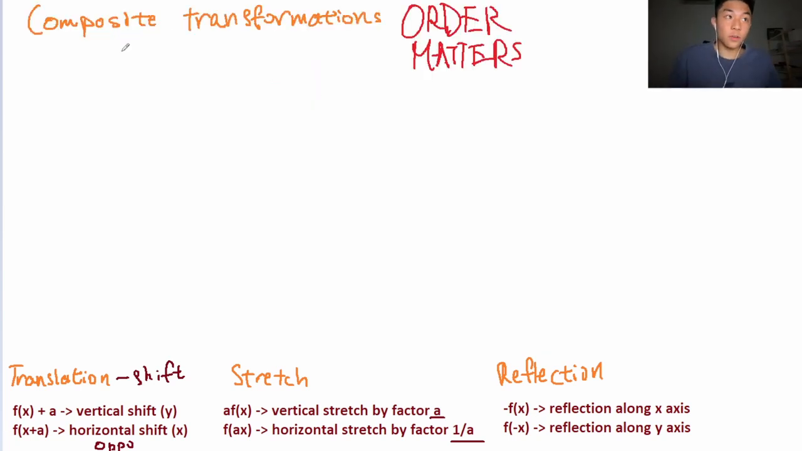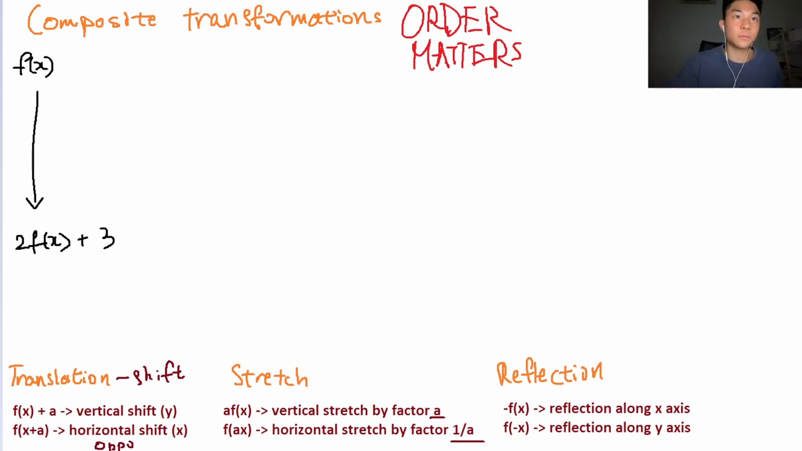So now let's go to composite transformations. What that means is that we're going to do multiple transformations at once, right? I want to stress first that order matters. So let's say I have f of x, right? And I want to turn this into 2 f of x plus 3. So let's identify what kind of transformations there are first, right?